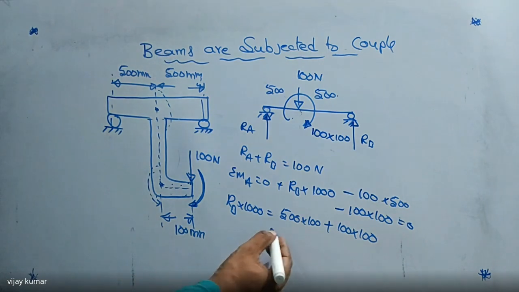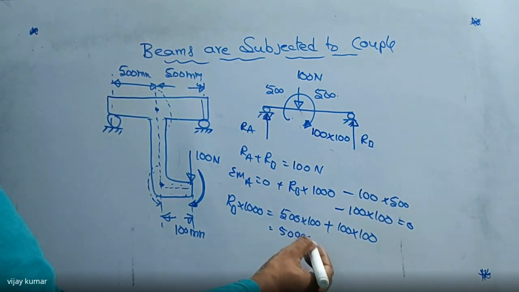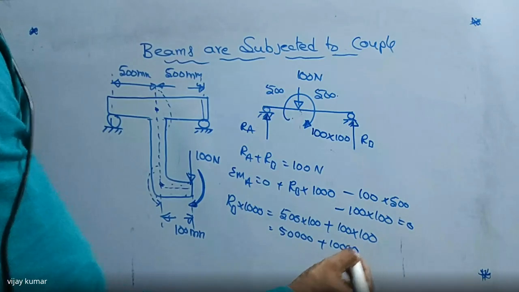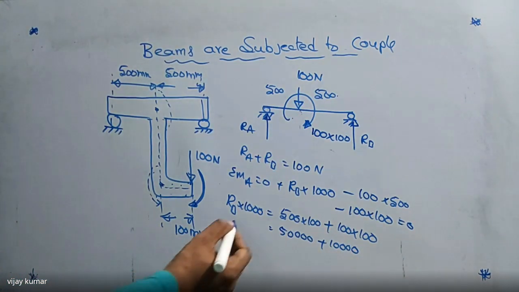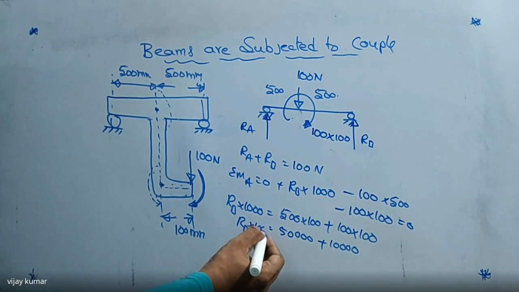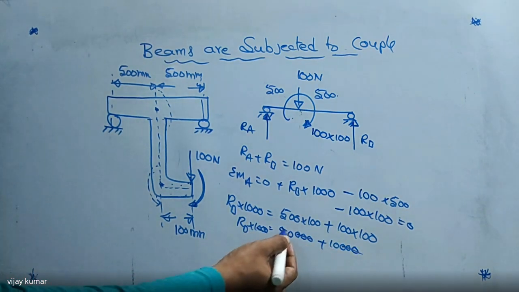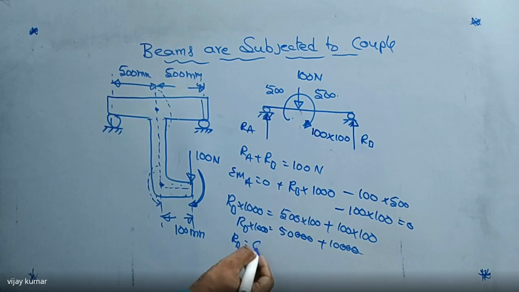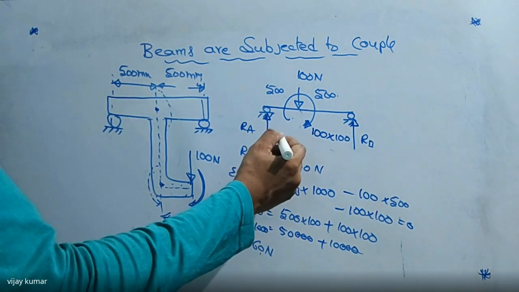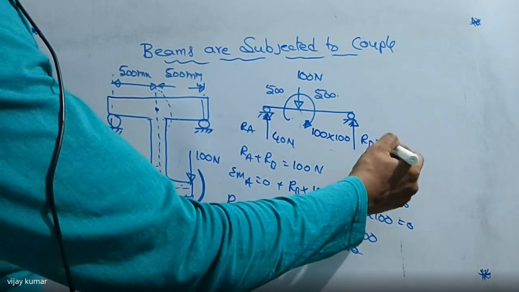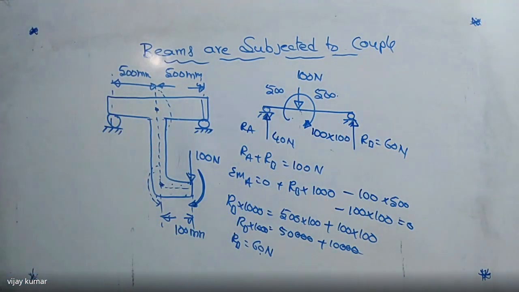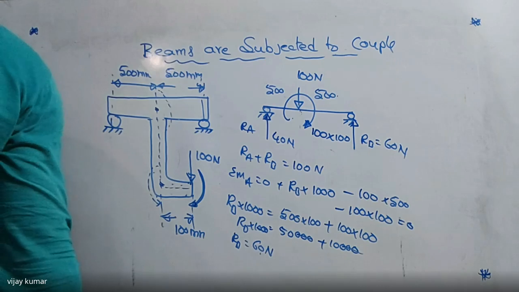Then how much do we get now? That is 50000 plus 10000, so that is RB into 1000. Did you get my point or not? Then we get 5 plus 1, that is 6, so RB is equal to 60 newtons. If RB is 60 newtons, then RA automatically is 40 newtons. So here I'm writing 40 newtons, and here I am writing 60 newtons. That is the way of calculating the reactions at points A and B.